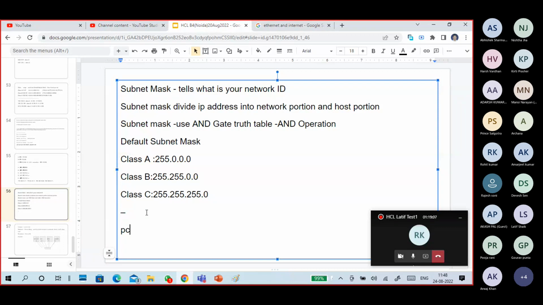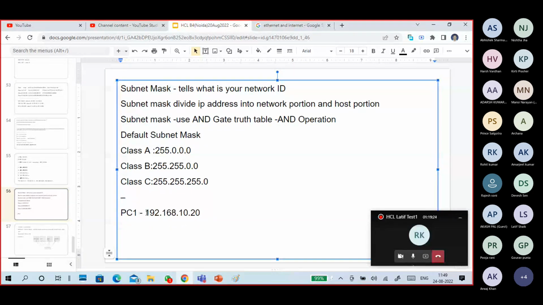This is my PC1. My PC1 IP address is 192.168.10.20. Now find this network ID. What is the default subnet mask? 255.255.255.0. You know how to convert it.